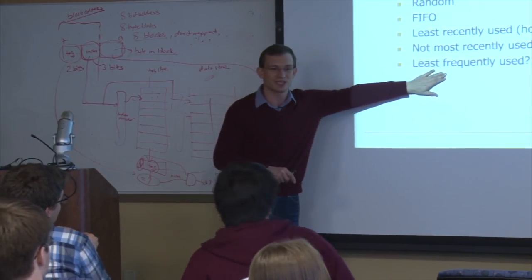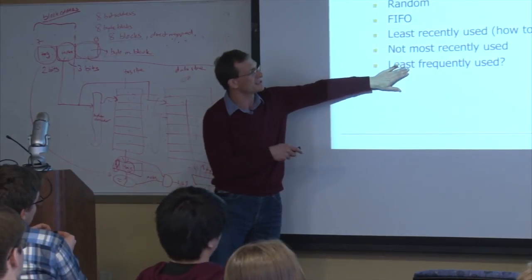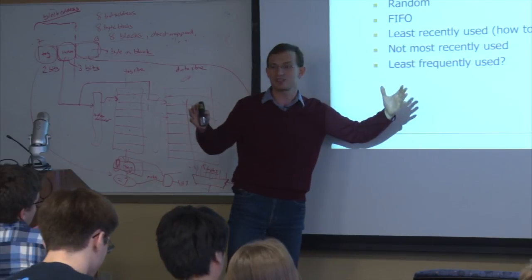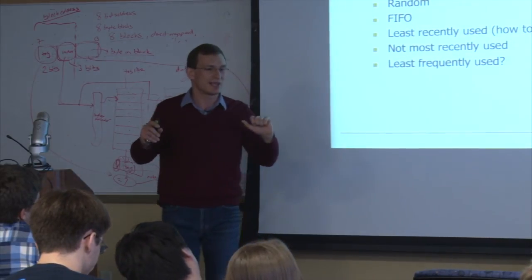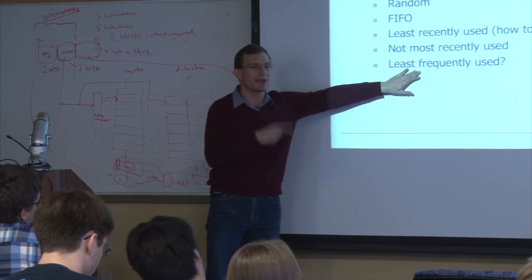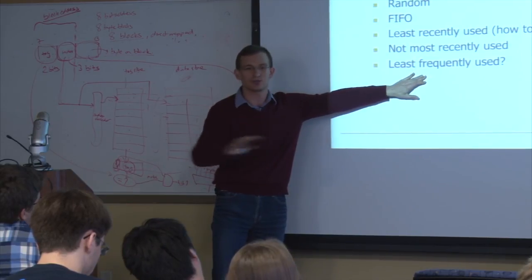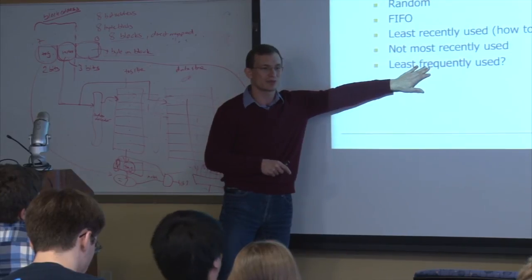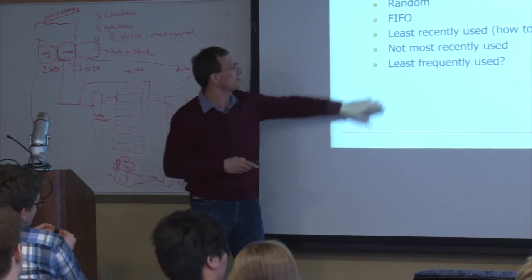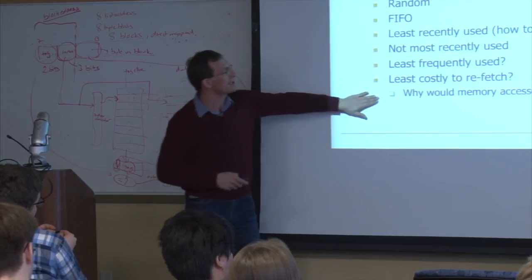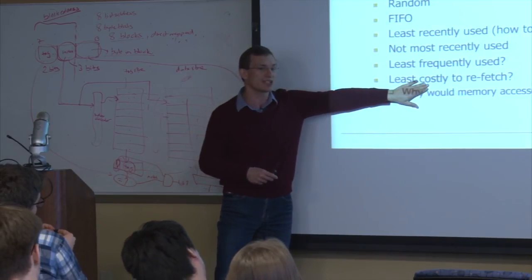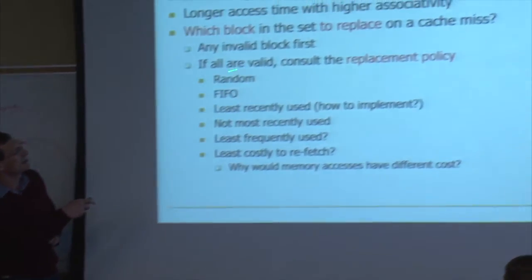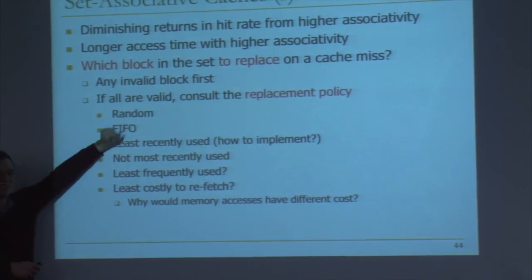Least frequently used is another policy. Again, how to implement this is interesting, because how do you decide what is least frequently used? What kind of time interval do you look at? And what happens if you have used something very, very frequently, and after a point, you stop using it? Your counters have incremented in terms of frequency of use. How do you actually decrement those counters? Other interesting policies, which we will talk about, include least costly to refetch. So these all consider reuse in some way.